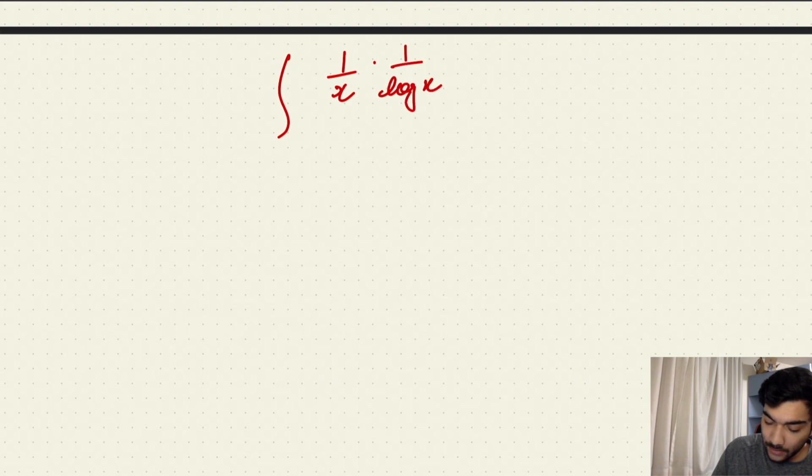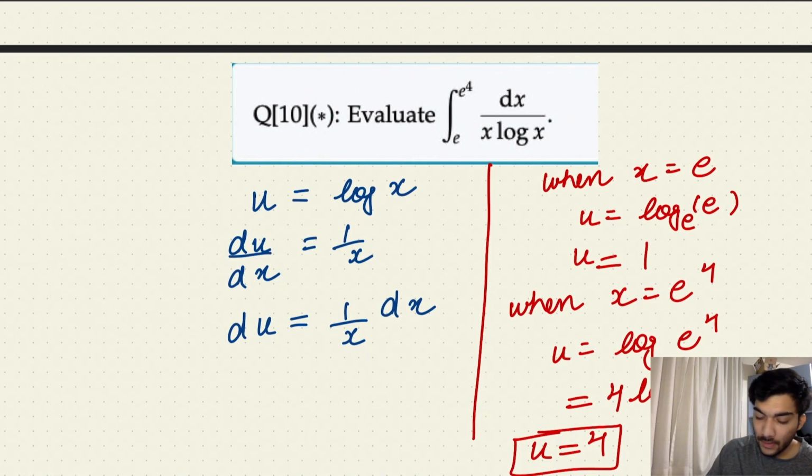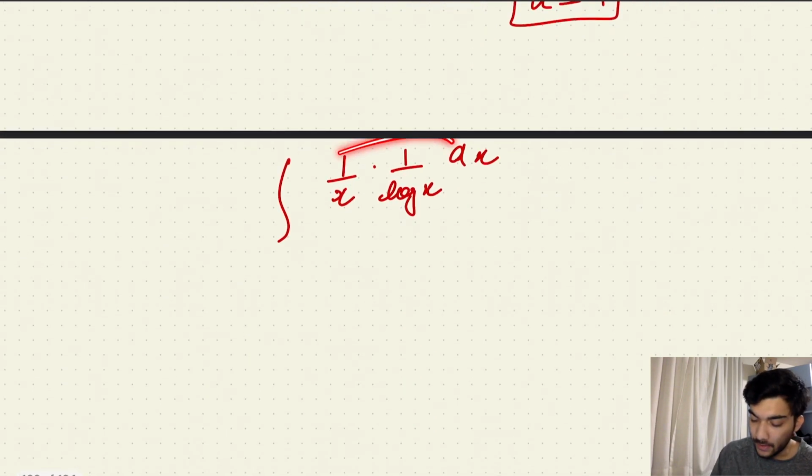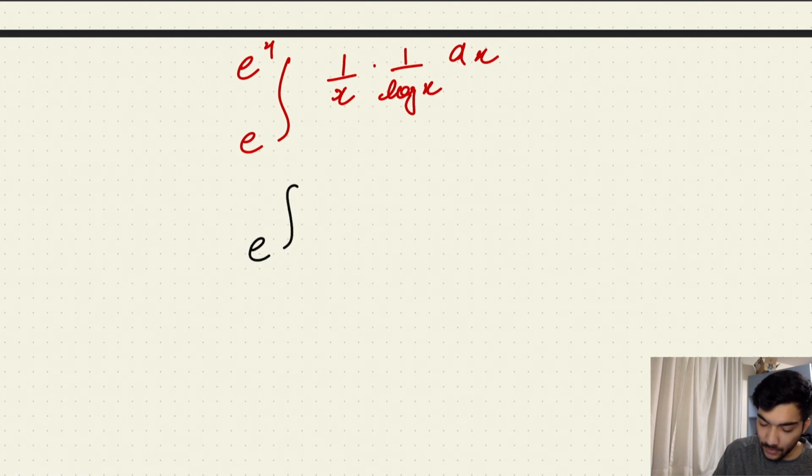But before doing all those substitutions, let's write the original expression, which was 1 by x times 1 by log x dx. I've just simplified this expression. This is again the same as dx upon x log x, right? And the endpoints were starting from e to the power 4. And now let's further simplify this so that we can easily visualize our substitution.